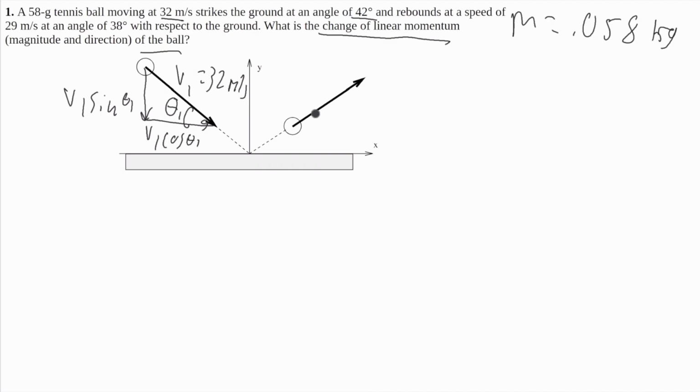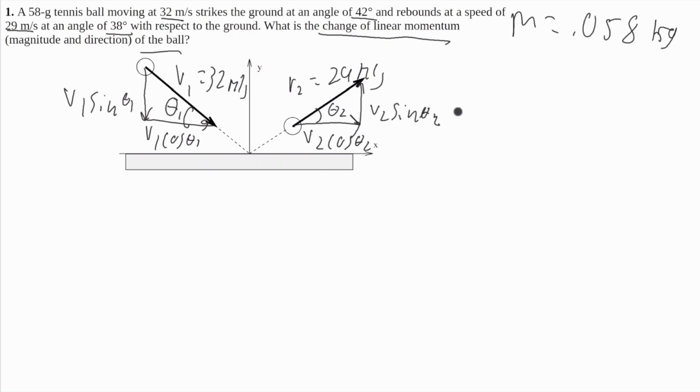And then its final velocity, I'll call it V2, is 29 meters per second. So here. And its angle is 38 degrees. It'll be this angle here, and I'll call this theta 2. And again, I'll break it up into its x and y components. Its y component will be V2 sine of theta 2. Its x component will be V2 cosine of theta 2.